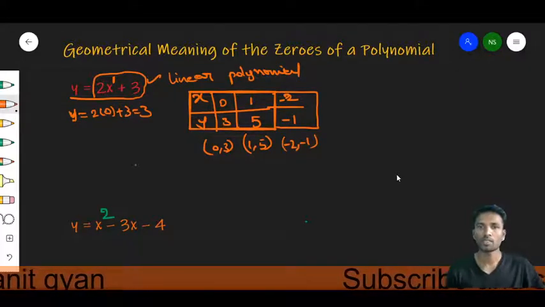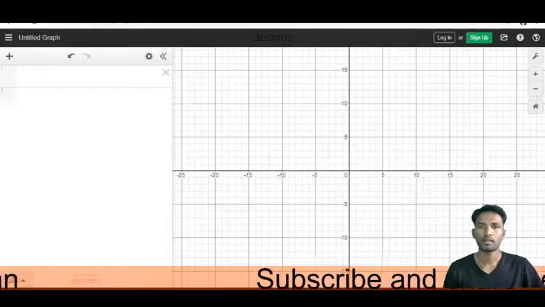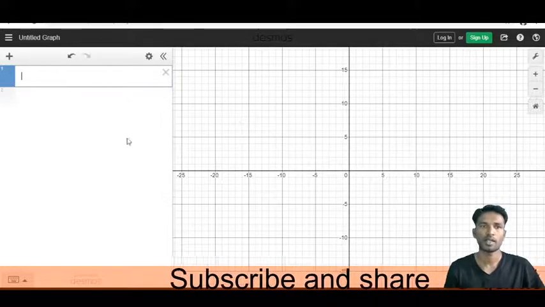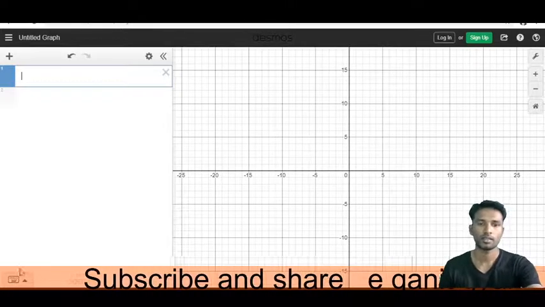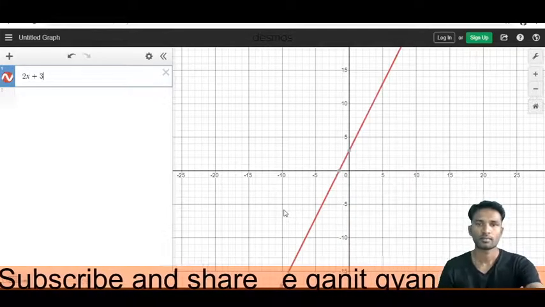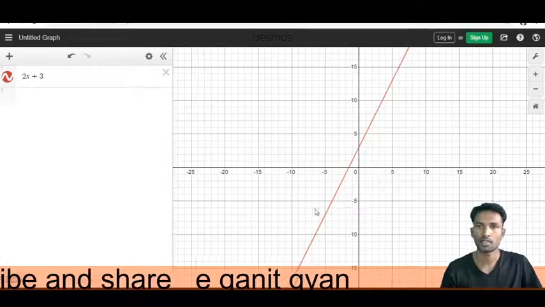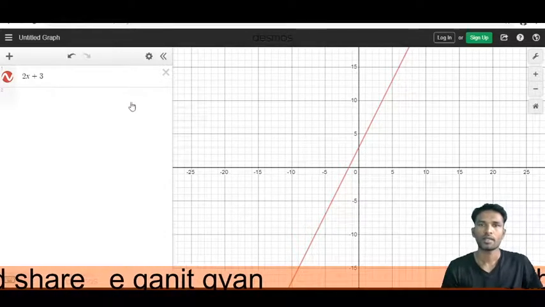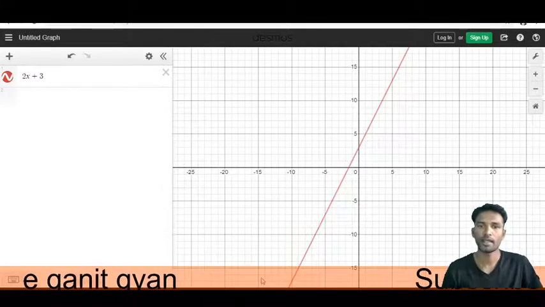If I plot all these points on the graph sheet, I can find the line on the graph sheet. I am writing the equation 2x plus 3. So here we are getting the line. This particular line shows us the polynomial 2x plus 3. Okay, that is how we can interpret. Linear is nothing but a line. We will get a line for this.